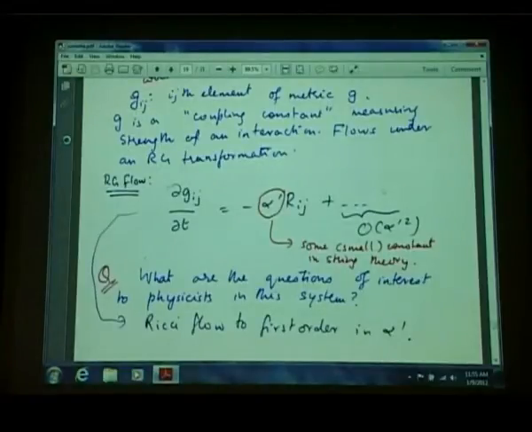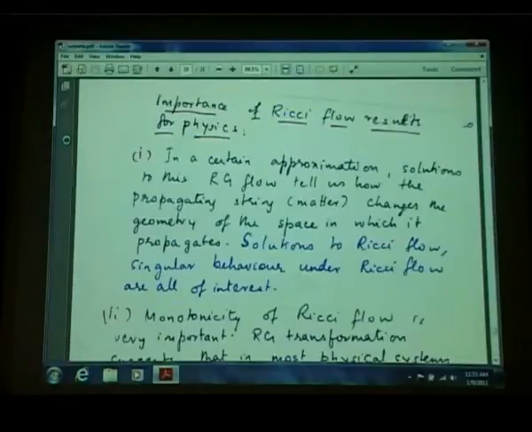So what are the questions of interest to physicists in this system? In string theory, in a certain approximation, the solutions to this RG flow tell us how the propagating string, which is just matter, changes the geometry of the underlying space. As the string propagates, it changes the geometry of the underlying space, and the solutions to Ricci flow will give you some insight into that. So the solutions to Ricci flow, and singular behavior under Ricci flow, are all of interest to physicists because of this connection.